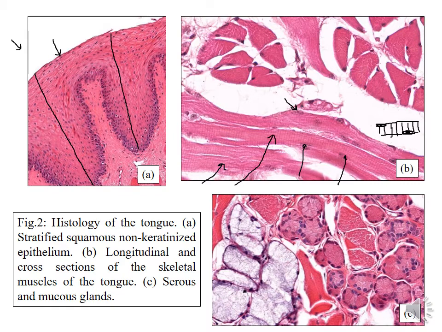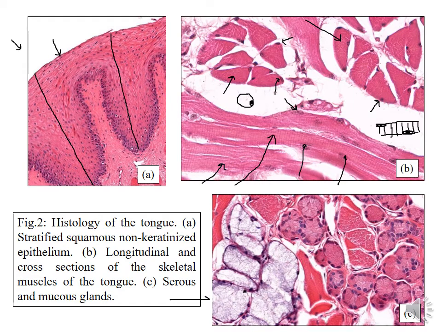What about in a cross-section? These are cross-sections of skeletal muscles of the tongue. In a cross-section, since the nuclei are at the periphery, we find the nucleus at the peripheral part of the section, as can be seen clearly in these images. So here we have both longitudinal and cross sections of the skeletal muscles of the tongue.